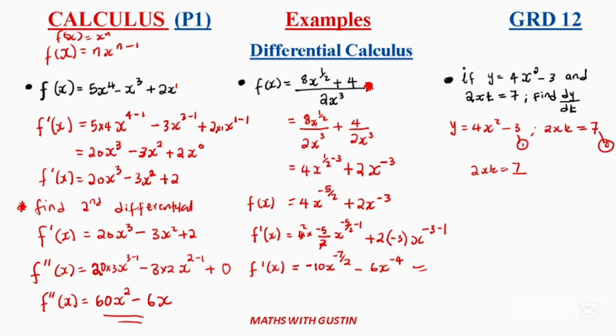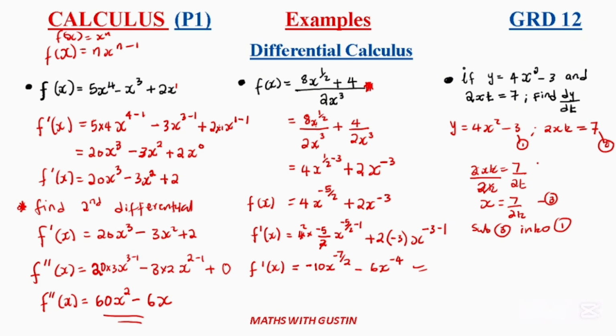So now what we can do here, we can make x the subject of the formula. So we are going to have to divide by 2t. Okay, divide by 2t. So the 2t's cancel out. We are left with x is equal to 7 all over 2t. Right. So now this would be equation number 3. Then we can substitute this equation 3 into equation number 1.